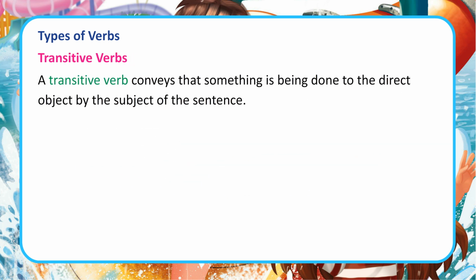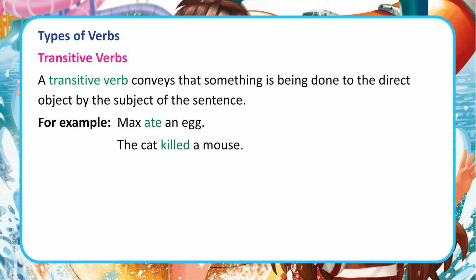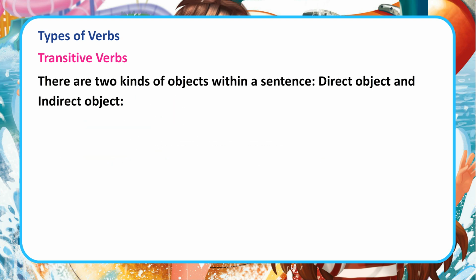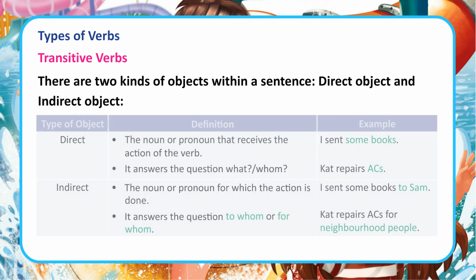Transitive verbs. A transitive verb conveys that something is being done to the direct object by the subject of the sentence. For example, Max ate an egg. The cat killed a mouse. If there is no object, you cannot call it a transitive verb. There are two kinds of objects within a sentence, direct object and indirect object.